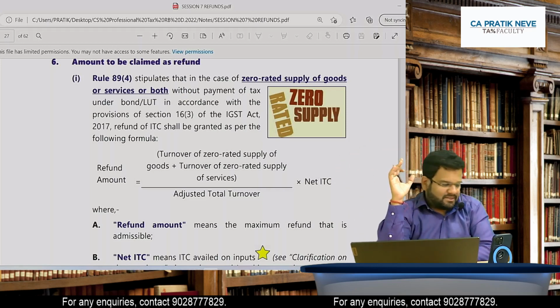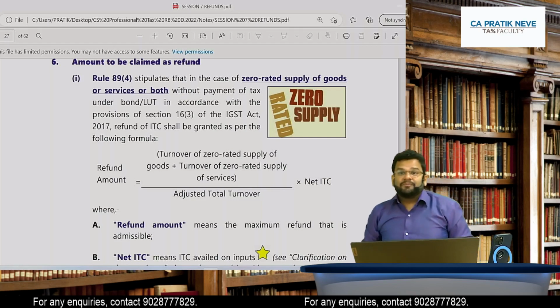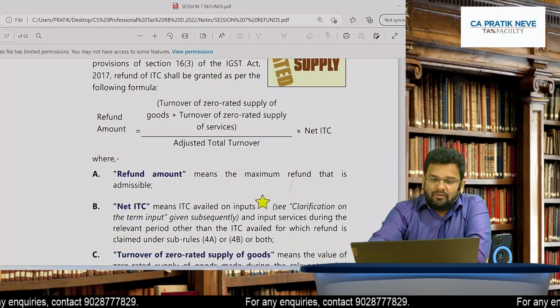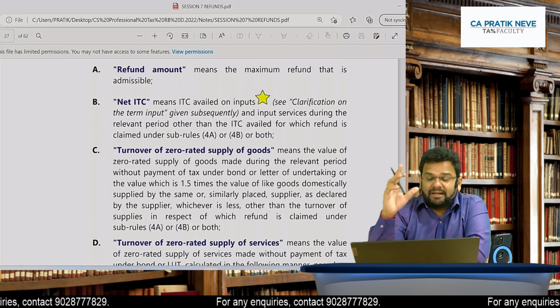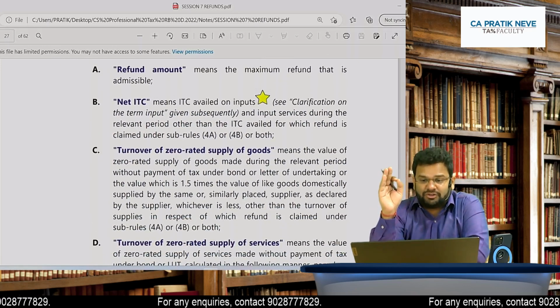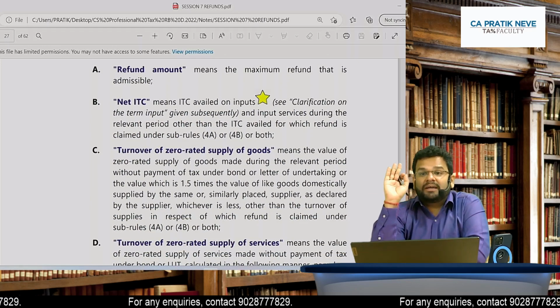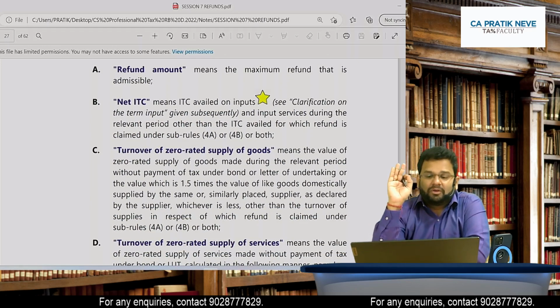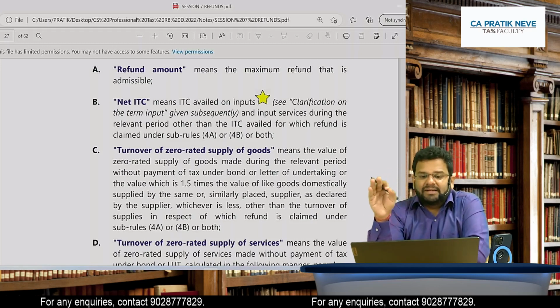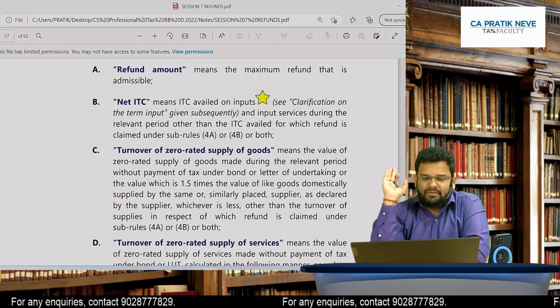Did you all understand? Quickly let me know in the chat window. If yes, we have to go to a further step where you should understand net ITC's meaning. It means ITC only on inputs, not on capital goods. Okay, and input services during the relevant period.